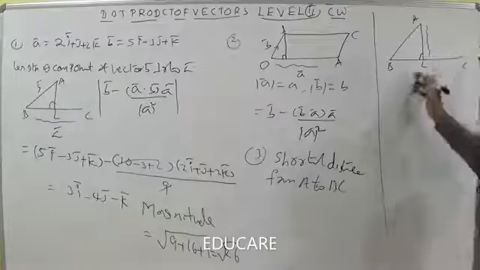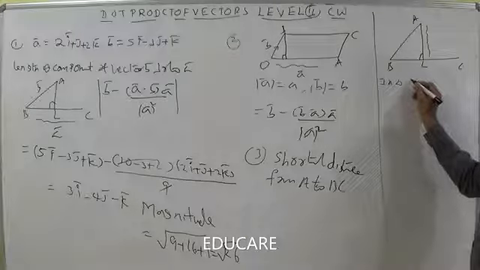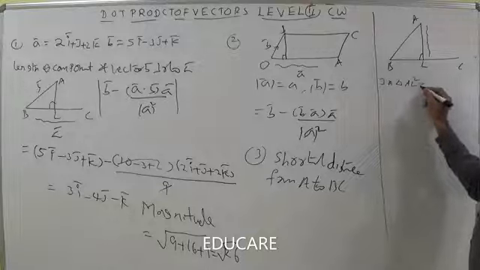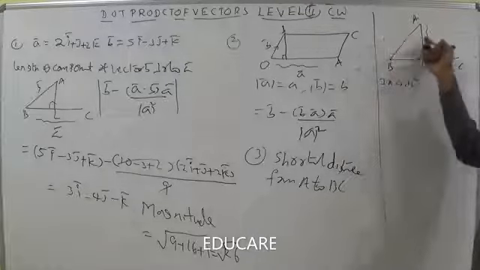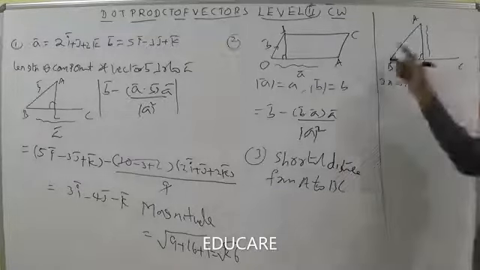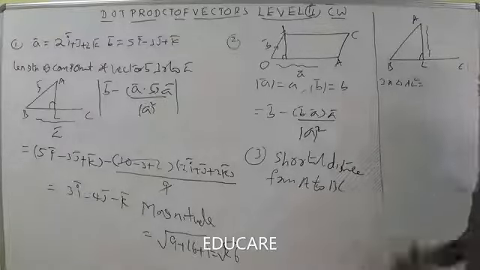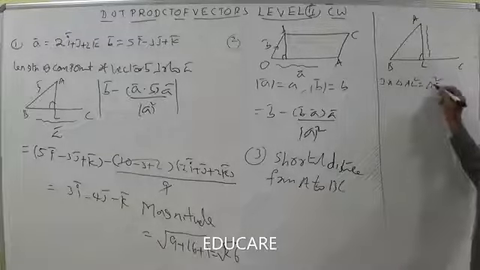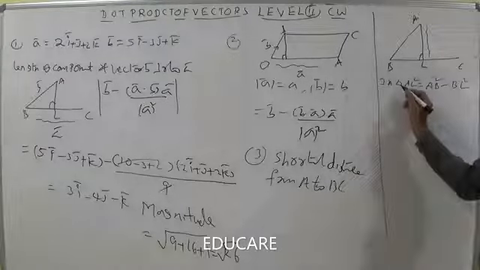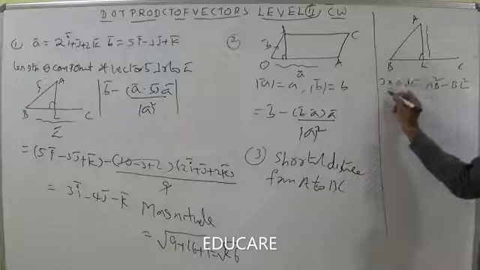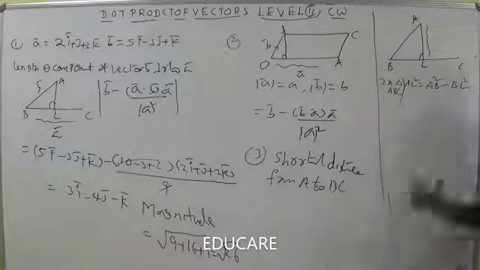So now AL you should find out. In the right angle triangle, this is the hypotenuse, and these are the two sides. The square of the hypotenuse is equal to the sum of the squares of the other two sides. Then AB square is equal to AL square plus BL square, so AL square is equal to AB square minus BL square. In triangle ABL, AL square is equal to AB square minus BL square.